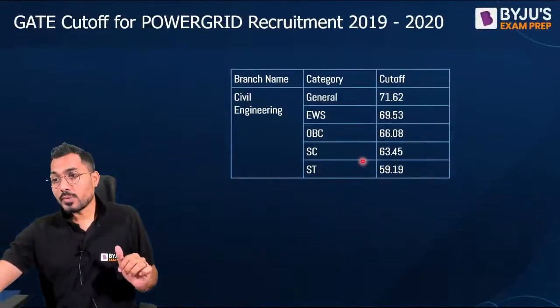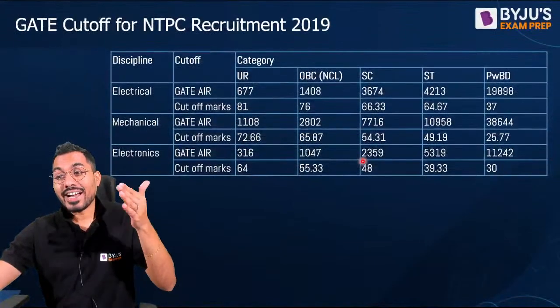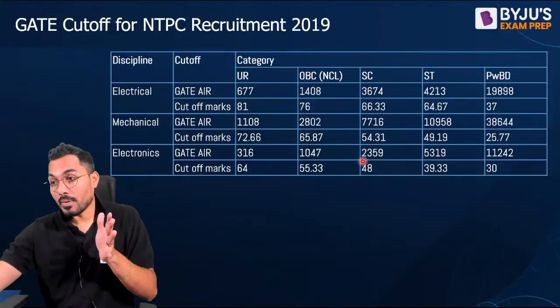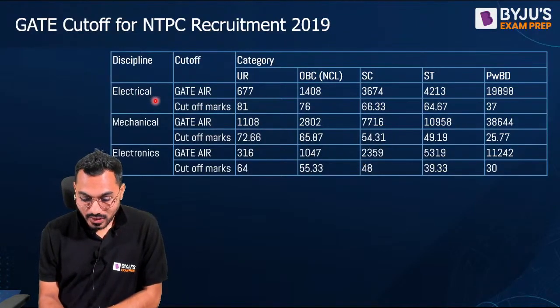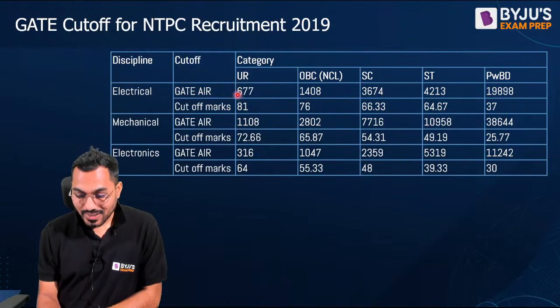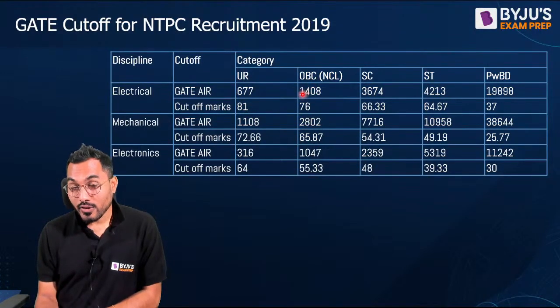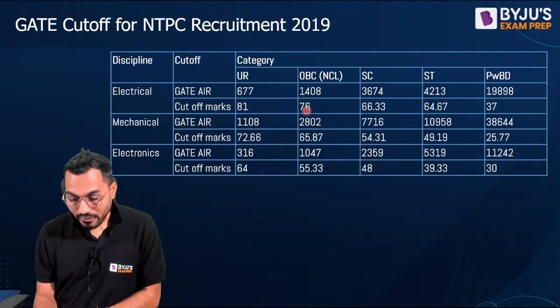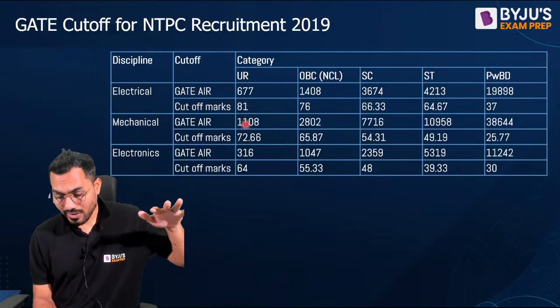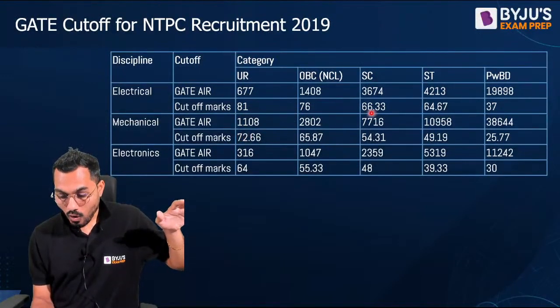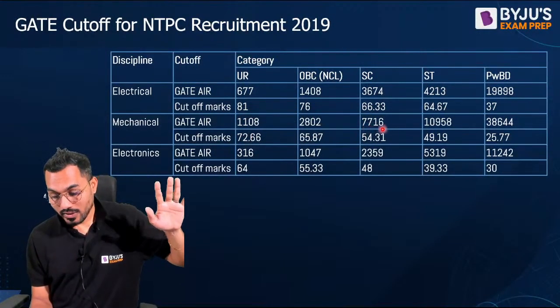Power Grid Corporation is 1. Next is NTPC, that is also a good PSU. And in that, it was done in 2019. For electrical engineering, the all India rank was 677, right? And the cutoff marks is 81. For OBC, that is 1408 rank, and the cutoff marks is 76. That is for electrical. For mechanical engineering, roughly 1000 rank, 72 marks. For SC category, 7716, 54.